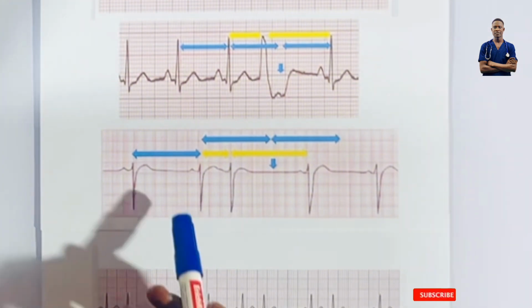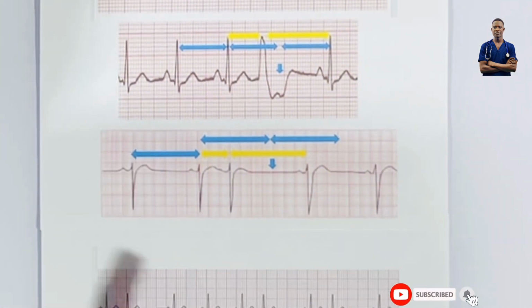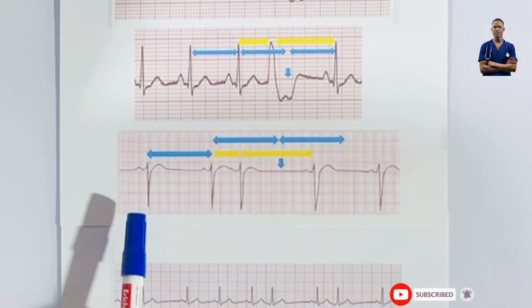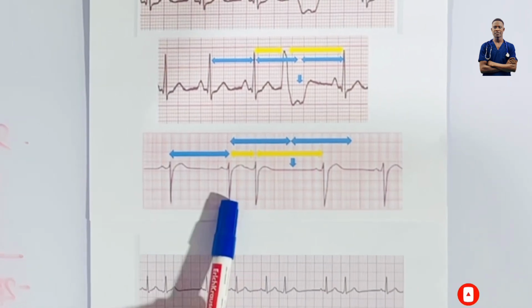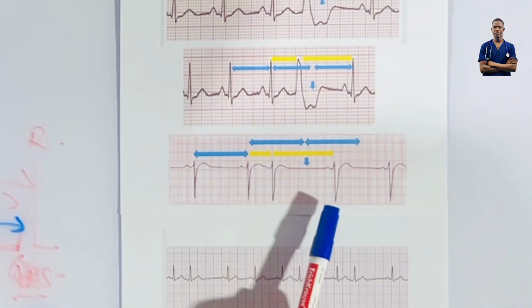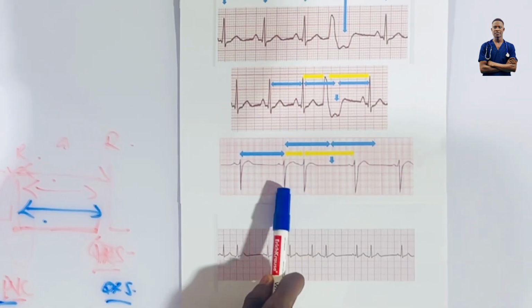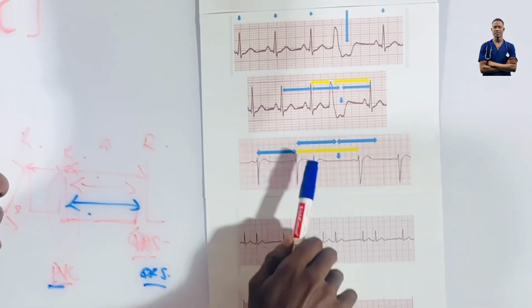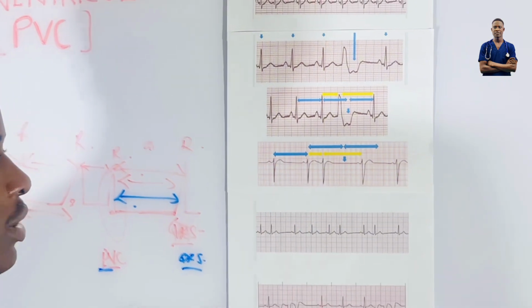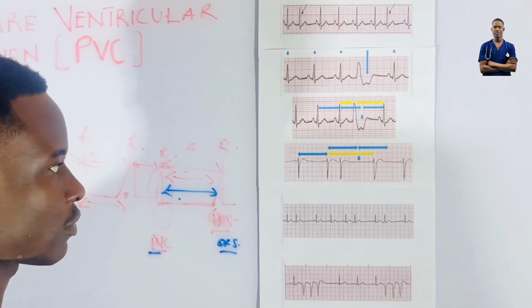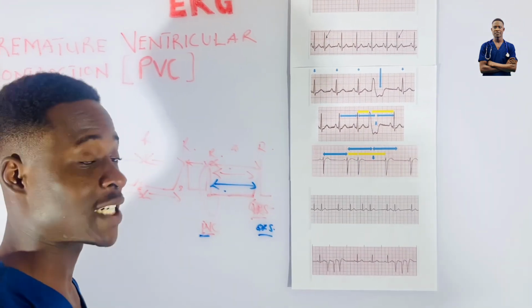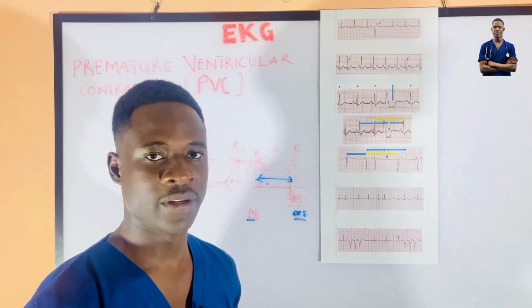The same thing applies to this one. So when we come to this one, this is regular, this and this, the same as this and that. But after the second cardiac cycle, there's a drop, or there's an early contraction of the ventricles. That was the extrasystole, the PVC.